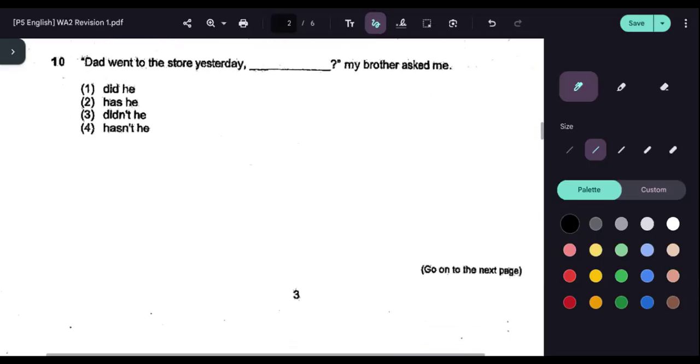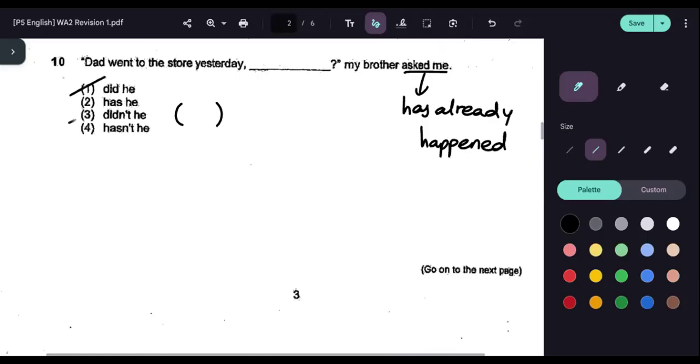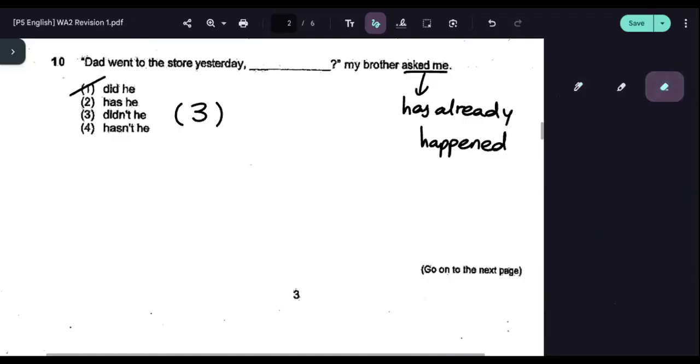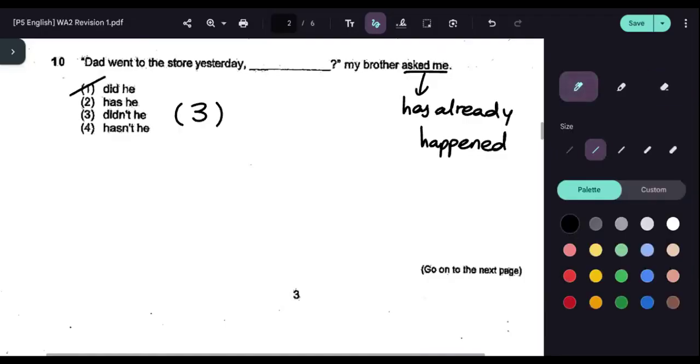Question number 10. Dad went to the store yesterday. Blank. My brother asked me. Okay, so this one has already happened. And therefore we can't use the word did. Okay, Dad went to the store yesterday. Didn't he? Okay, hasn't he cannot be, has he also cannot be. So the only sensible answer is 3. Alright. Let's move on to the next.